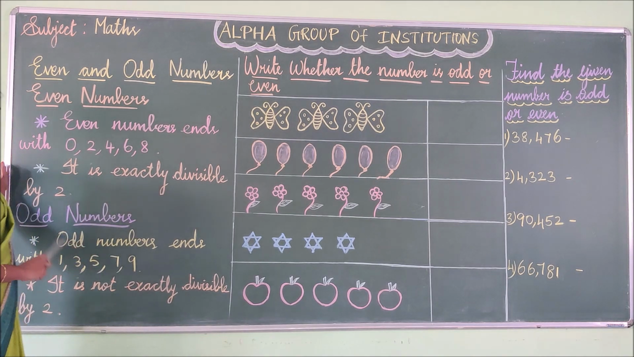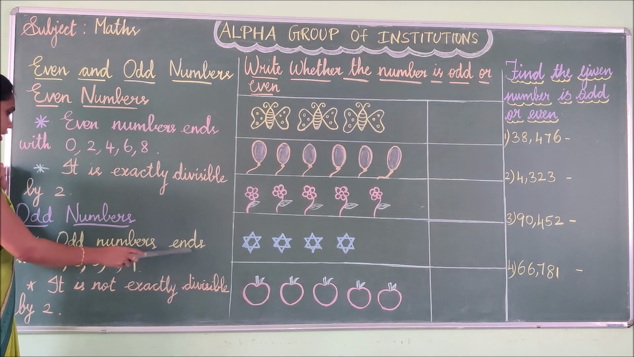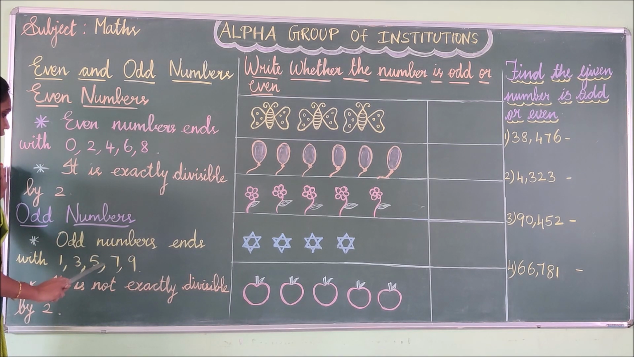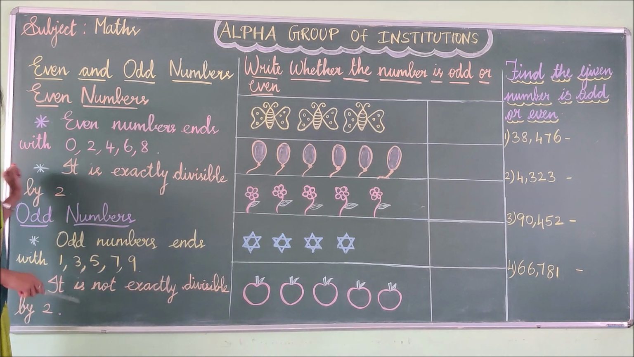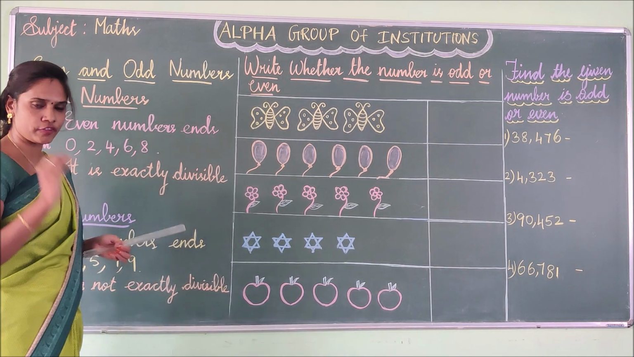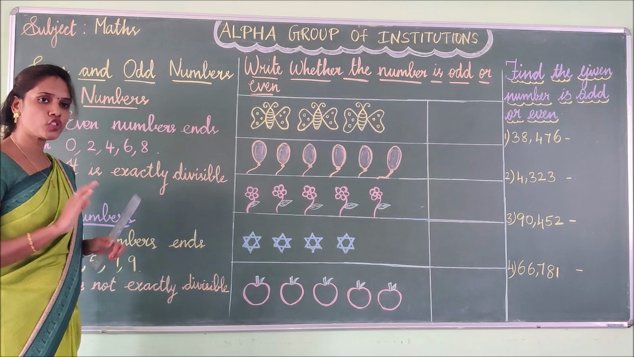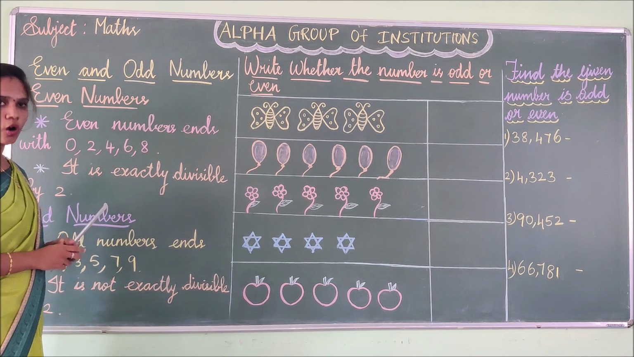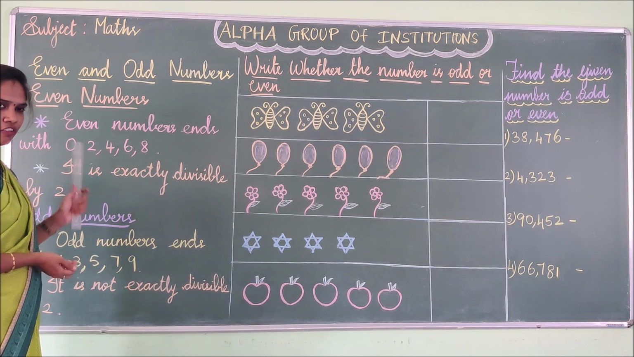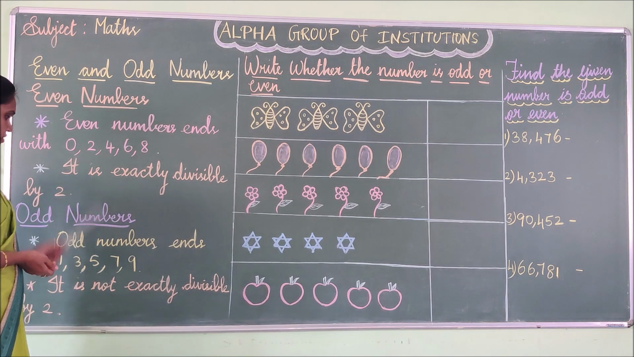Fine. Next, what are odd numbers? Odd numbers end with 1, 3, 5, 7, 9. If one of these numbers comes in, that is an odd number. And it is not exactly divisible by 2, children. If you divide and you have a remainder, it is not exactly divided. If it is not exactly divided by 2, that is an odd number. Do you know the difference between even and odd numbers? Yes, so always remember this.